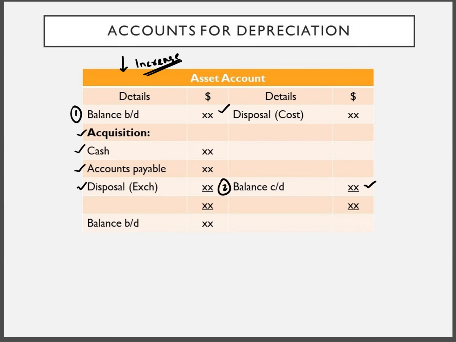Similarly, on the credit side, we will enter the items that decrease the asset, which is the disposal, but we must make sure that we record the item at its cost, not the price at which we are paid by the buyer of our assets.